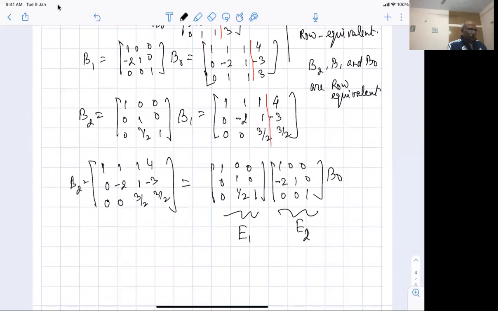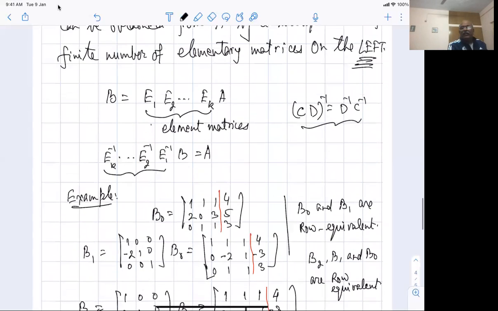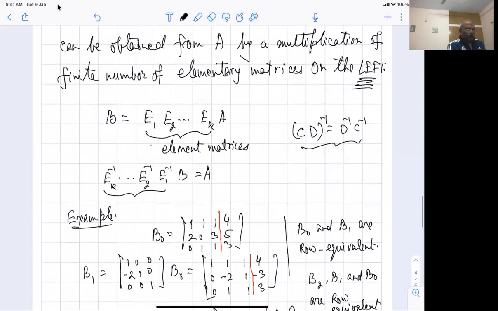Nothing special. We are just saying that I'm applying elementary operations on the left, so all the elementary matrices will appear on the left. What is important is that if B and A are row equivalent, then I can find a finite number of elementary matrices which will give me the answer. Those of you who know what an equivalence relation is, this whole collection forms an equivalence class. That's all in this lecture.